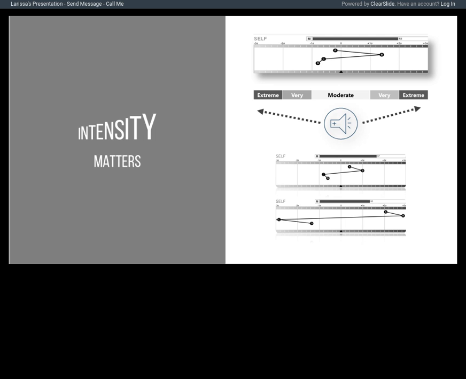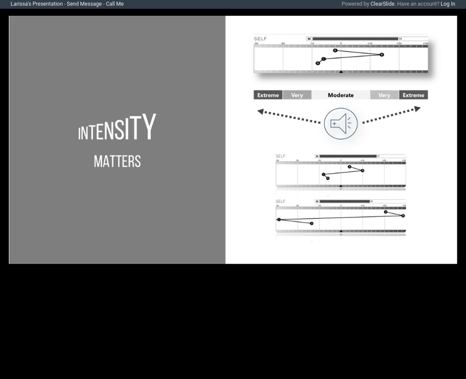So just understanding that there can be 2 patterns that have the same shape, but when we bring the intensity in, they may have the same base need, but how they go about expressing it is going to be very different. So just remember that intensity matters.